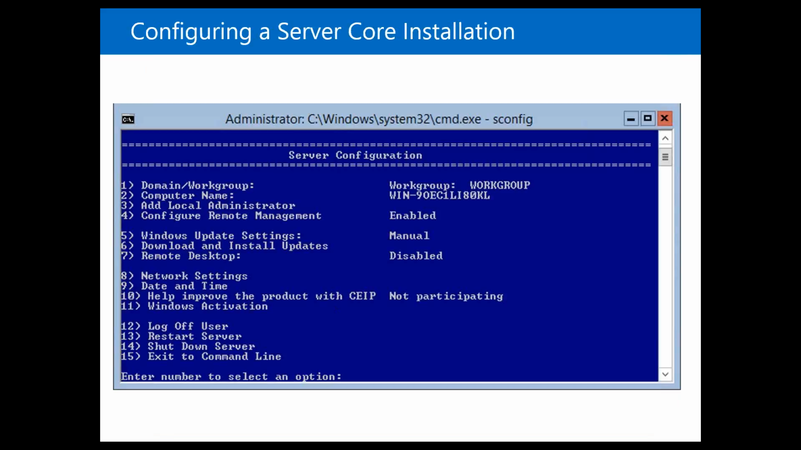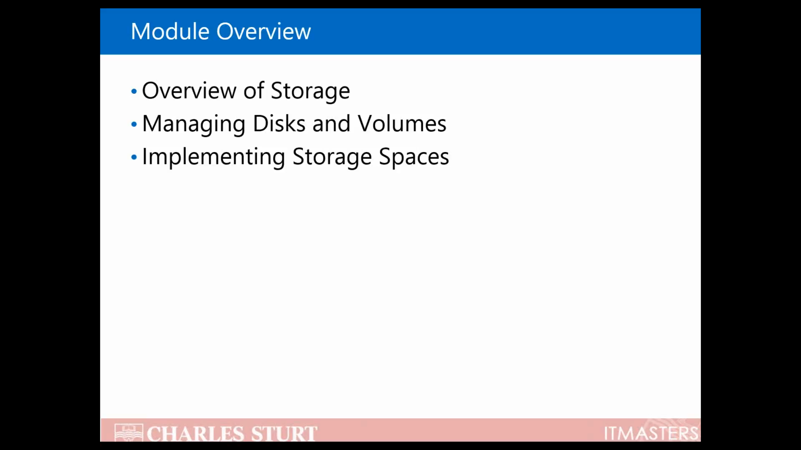Okay, if you're having Server 2000 core, you can do all this while selecting the right options. In this case, if you want to join a domain, you're going to press 1. If you want to check your Windows Update, you're going to press 5 and enter. It's so easy. Okay, let's talk about storage.